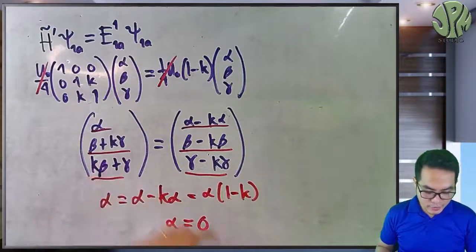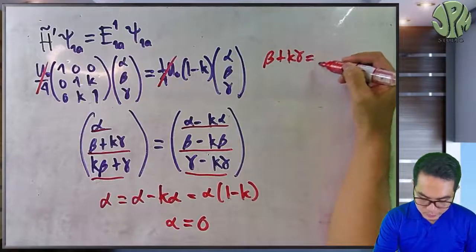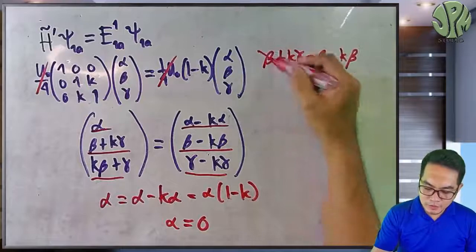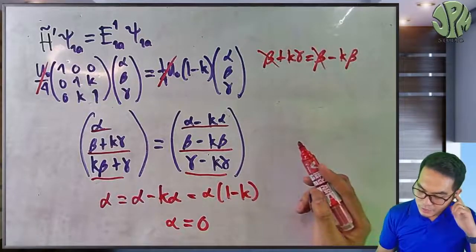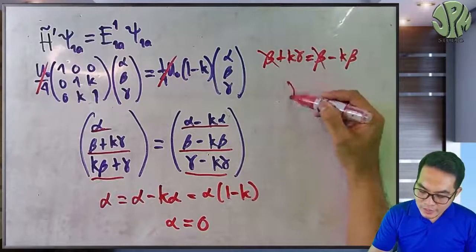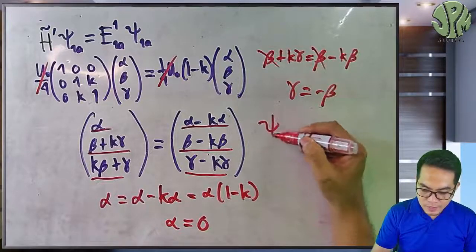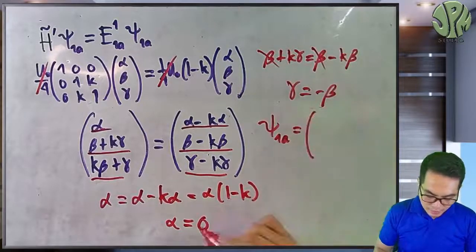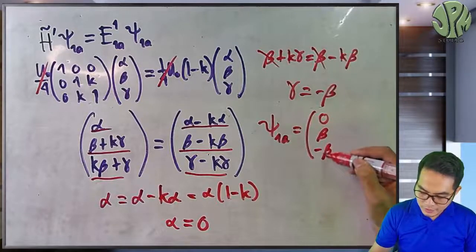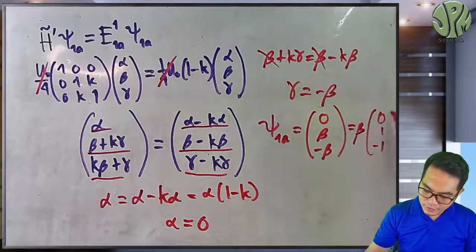For the second equation, you will get beta plus k gamma is equal to beta minus k beta. So you cancel out beta, add both sides by negative beta, divide both sides by k, and you will get gamma is equal to negative beta. So therefore, our psi1a is alpha is 0, beta, and then gamma is equal to negative beta. So factor out beta, and you will have 0, 1, negative 1.